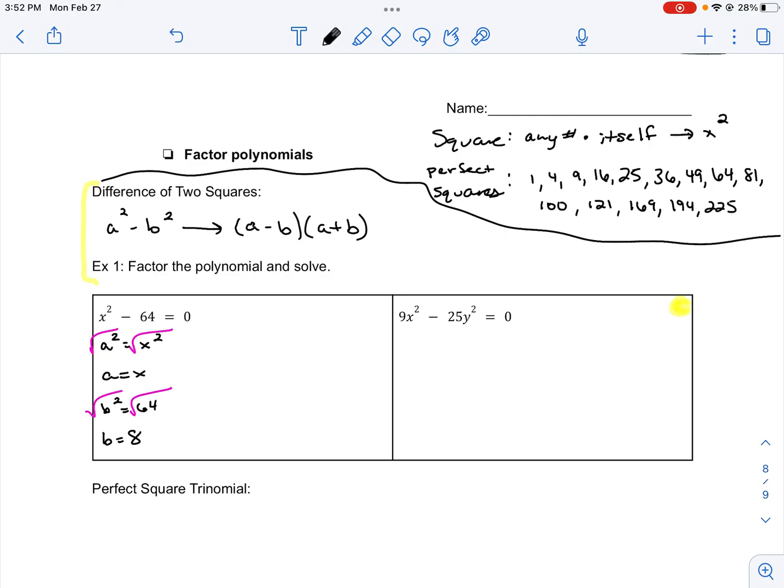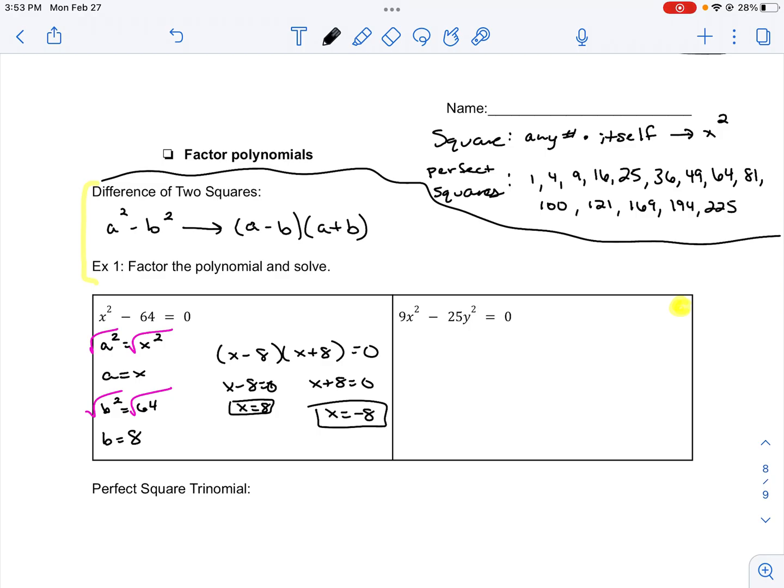So I have my a and my b that I could set up my factors. And it does say factor and solve. So we have x minus 8, x plus 8. That equals 0. So now that's our factored form. You don't have to do any special methods with this. You just need to know that the factored form is already in that a minus b, a plus b. So you have x minus 8 equals 0. So therefore x equals 8. X plus 8 equals 0, which means x equals negative 8. Done.